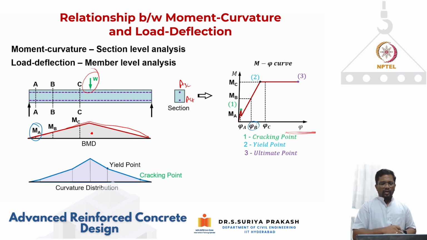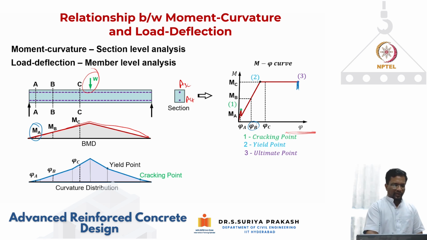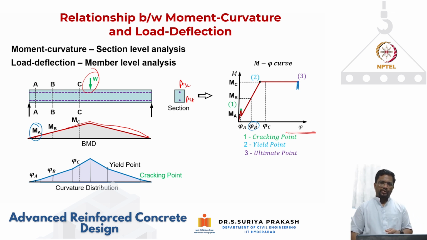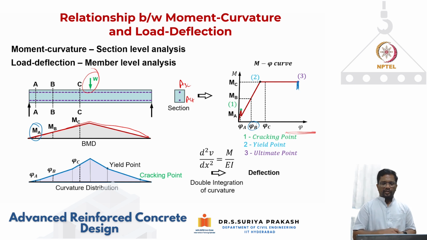Now these are your points: cracking point, yield point, and then this is your ultimate failure. Sometimes you cannot go beyond that also, right? So that means the beam has failed. So these are your different curvatures corresponding to different moments. Now from your moment area theorem, we know that the deflection and curvature are related by d square v by dx square is equal to M by EI, which is your curvature. It's nothing but your curvature.